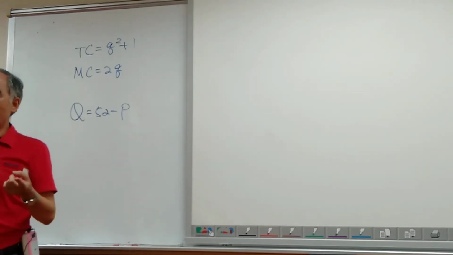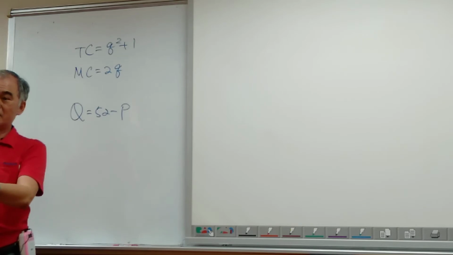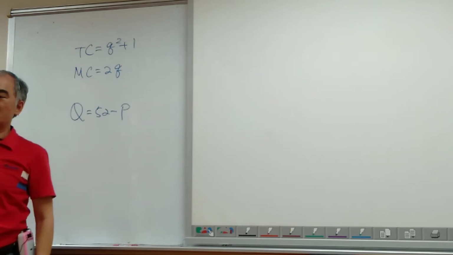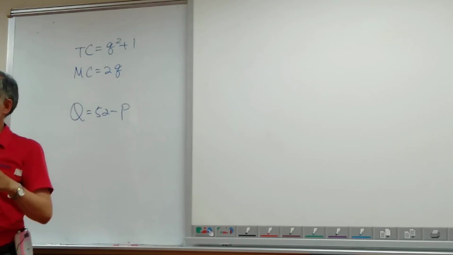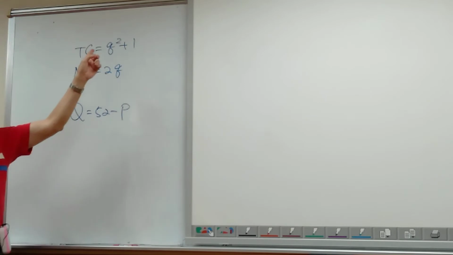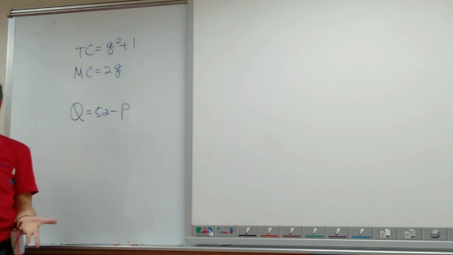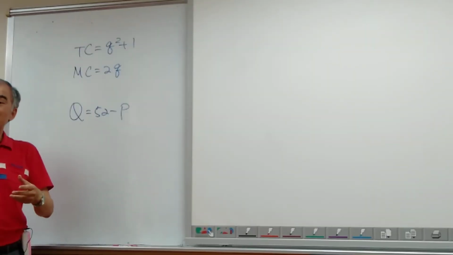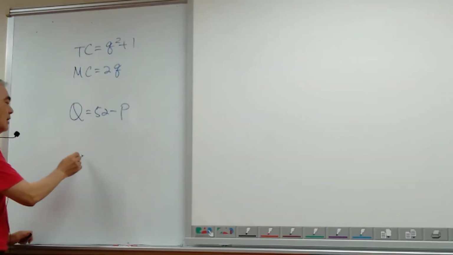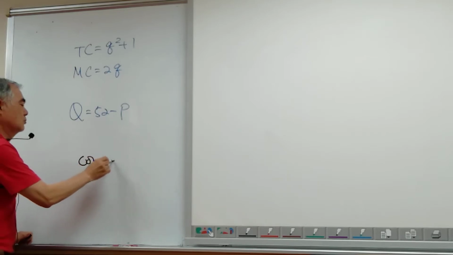Because in the long run, what happens to the cost? In the long run, all inputs are variable, right? But this is short run. So these are what I call conflicting, contradictory. Conflicting or contradictory.